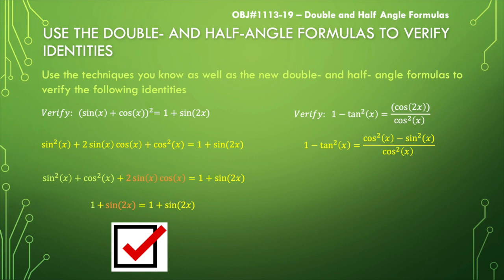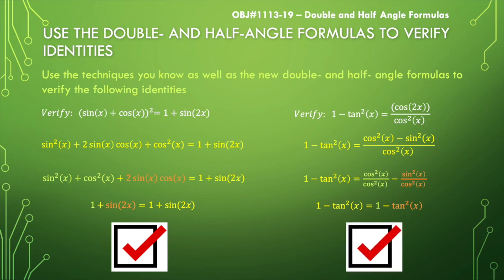When I see it in this way, I'm thinking, let's split this thing up into 2 fractions with the same denominator. So the right-hand side now looks like this. Now I think I have exactly what I'm looking for, because cosine squared of x over cosine squared of x is 1, and sine squared of x divided by cosine squared of x is tangent squared of x. And so when I rewrite it in that way, I'm all finished. And that one's done. Way to go.